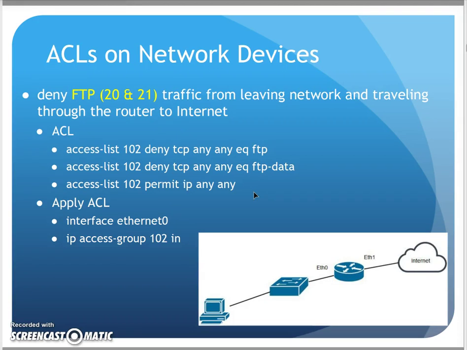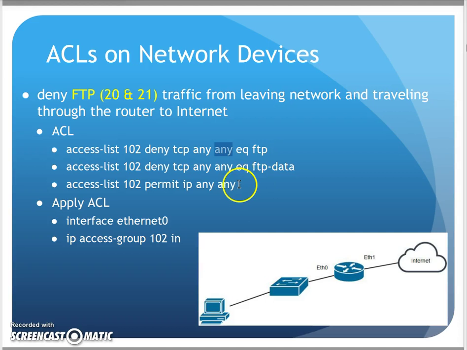If I want to deny FTP traffic leaving my network, I would do access list 102 deny TCP equal to FTP. And you'll notice the next line equal to FTP data because FTP uses 20 and 21. So I need to write for both port numbers there. I'm going to deny TCP equal to FTP and FTP data coming from anywhere, going to anywhere. I don't care where you're coming from or where you're trying to go. I'm going to deny it.